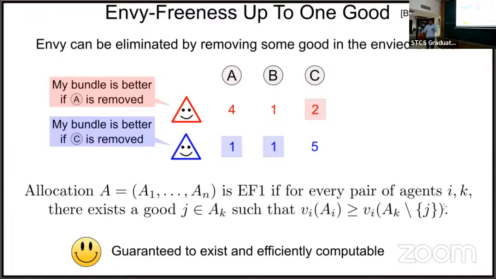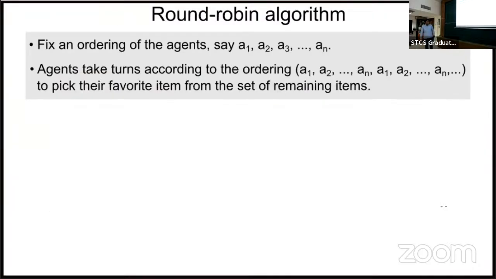Okay, so let me give you a very simple, very natural algorithm that actually computes an EF1 allocation. I'm sure all of us must have seen it in some other contexts. It's called the round robin algorithm. It gives some ordering to the agents, say 1, 2, 3 up to n, and then we ask the agents to take turns in picking the items. First we invite agent 1. It can pick its favorite item from whatever is on the table, and then it goes to the end of the queue. Then agent 2 comes in, picks its favorite from whatever is left, and then goes to the end of the queue, and so on.